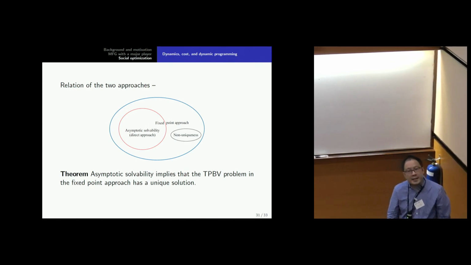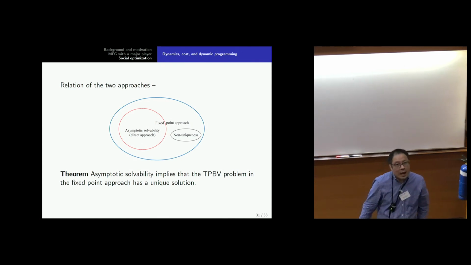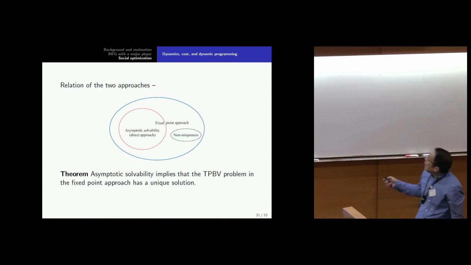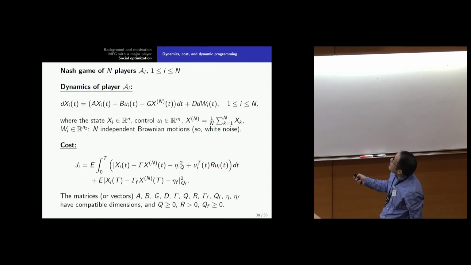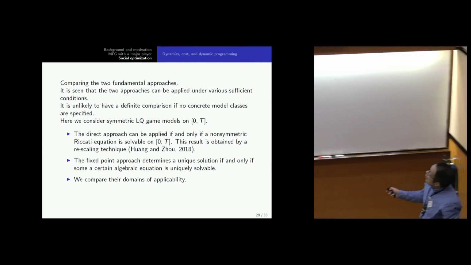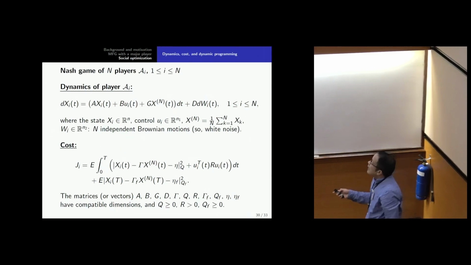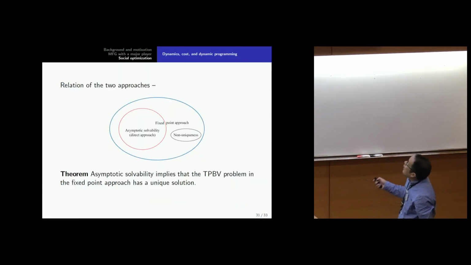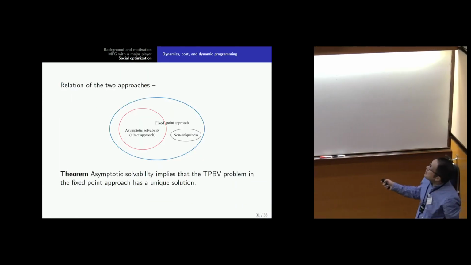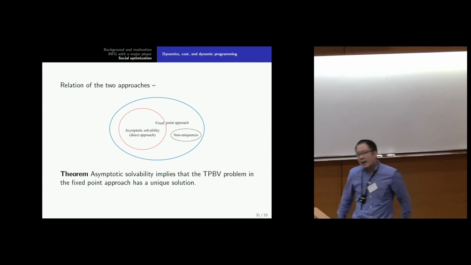We can also address some other issues, say non-uniqueness. For the LQ case, by the approach developed in this paper using a rescaling technique, we can also determine a small set of models in which we can have multiple solutions. It can happen.